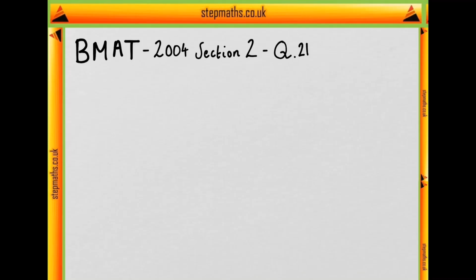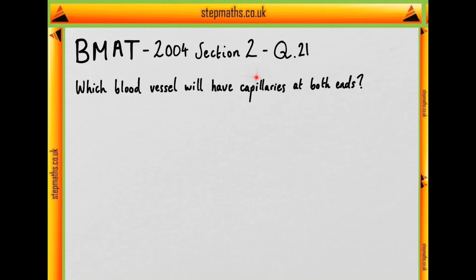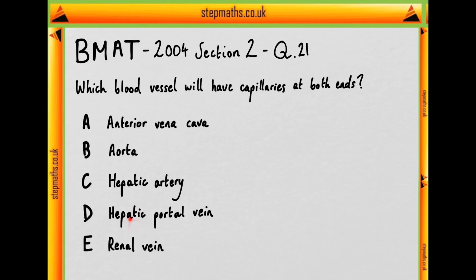In question 21, we're asked which blood vessel will have capillaries at both ends out of our options A through E. So let's have a look at them. We have the anterior vena cava, the aorta, the hepatic artery, the hepatic portal vein, and the renal vein. So which of these will have capillaries at both ends?